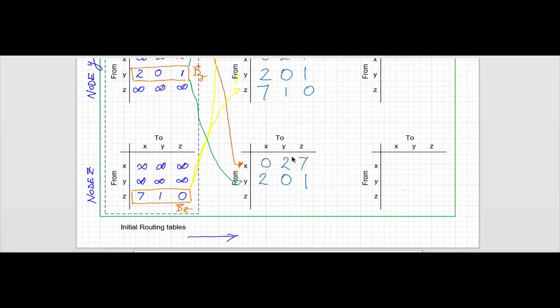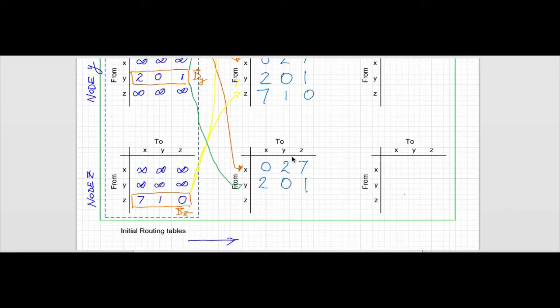If we go and look at Z, at first it was reaching X directly at a cost of 7, but now it can go through Y at a cost of 3, and can reach X at a cost of 3, can go to Y at a cost of 1, and obviously from Z to Z is 0.